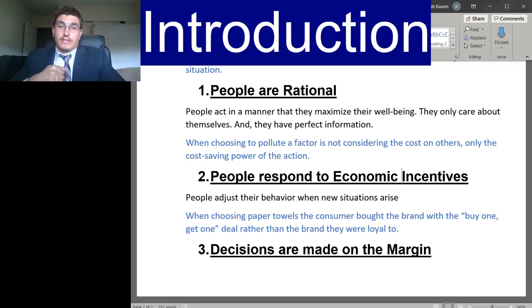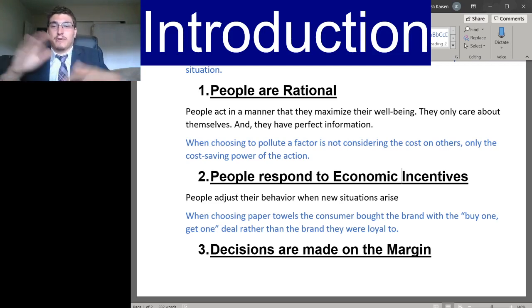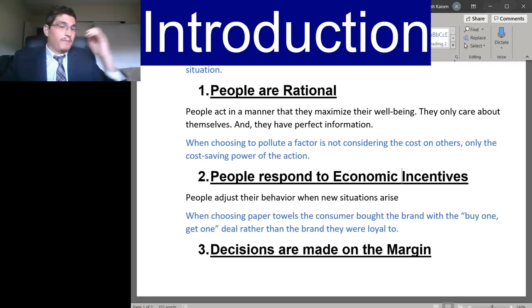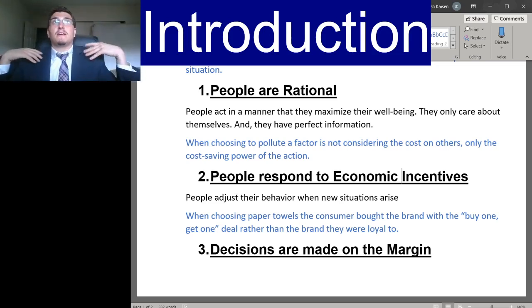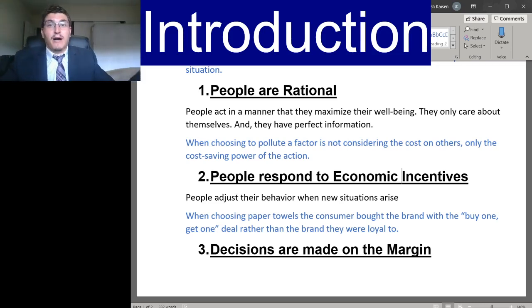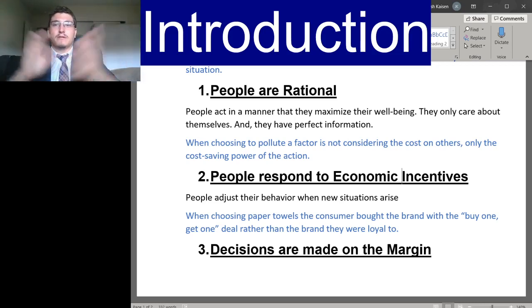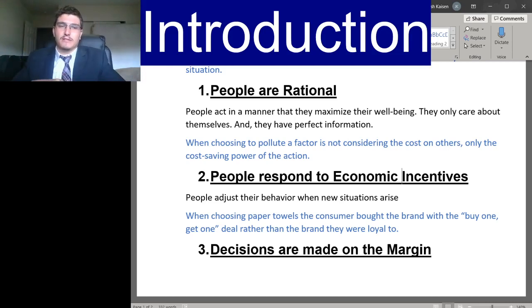So when a consumer is at the store to buy some towels, they don't really exhibit this idea of brand loyalty. If they see a buy-one-get-one deal for a different brand that has the same characteristics as the brand they normally buy, they wouldn't be inert. They would not be stubborn and just continue to buy the brand they always buy. They would take advantage of this deal if it's better for them. So they go and buy the best deal.